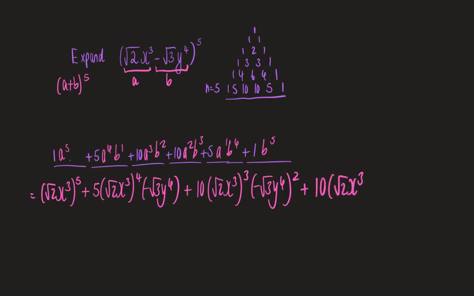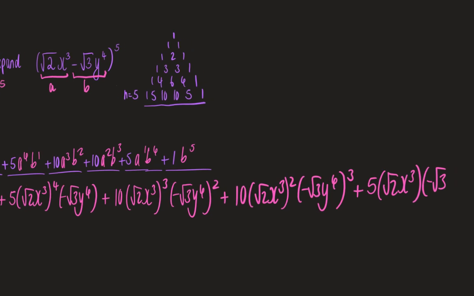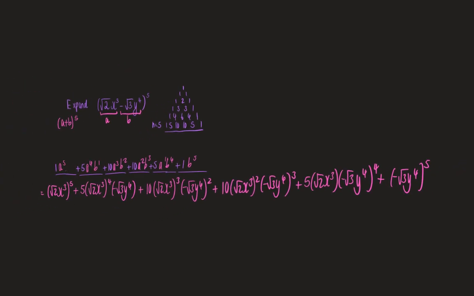10a squared b cubed, my goodness, plus 5a to the 1 and b to the 4 and 1 lot of b to the 5. So, what a big ugly mess. Let's clean this up.